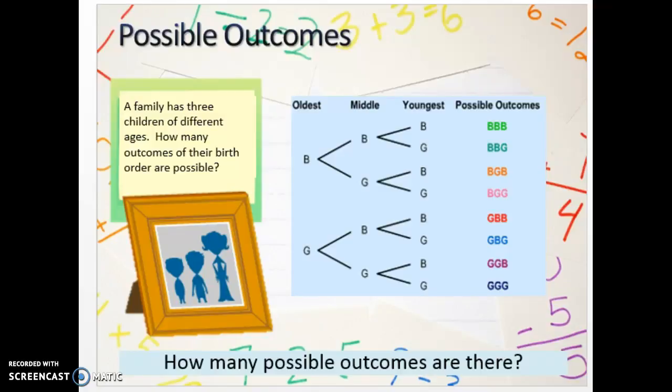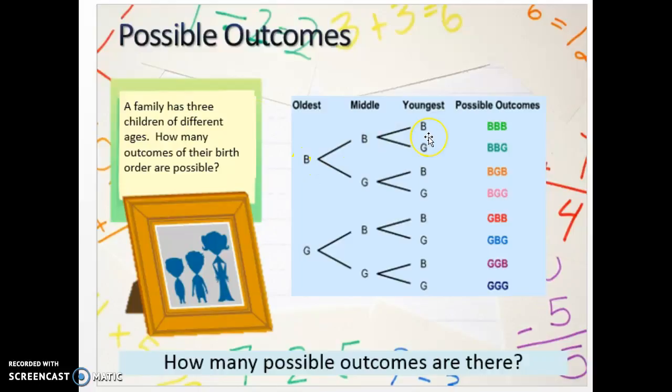From there, off of each of those options, we're going to put the next options for our middle child. The middle child, again, can be a boy or a girl. So coming off of our original oldest child, we have 2 branches, 1 for boy and 1 for girl. Then coming off of each middle child option, we have 2 branches again. Our youngest child can also be a boy or a girl. Then we can list our possible outcomes by following each branch.